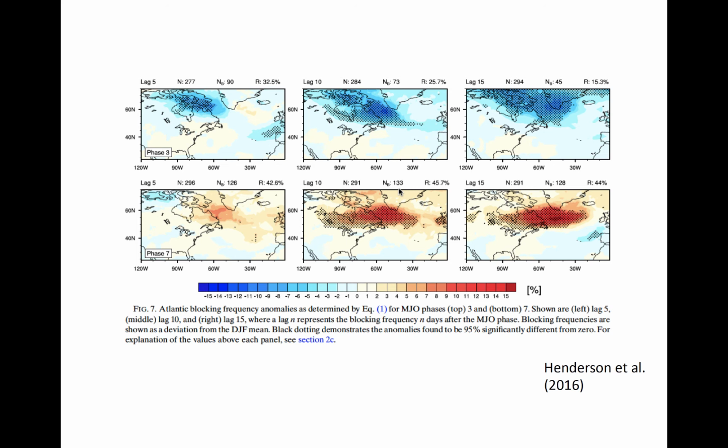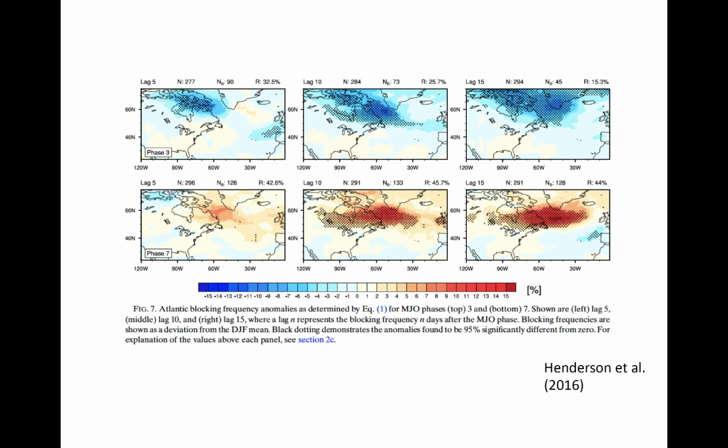Similar behavior is seen in the North Atlantic as well. Plotted here are blocking frequencies at 5, 10, and 15 days after phases 3 on the top or 7 on the bottom of the MJO occurred. And again, the color shading is the same as on the previous slide, such that blues indicate less than normal blocking.